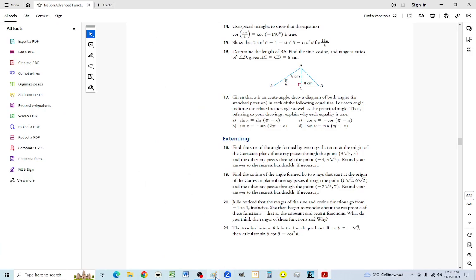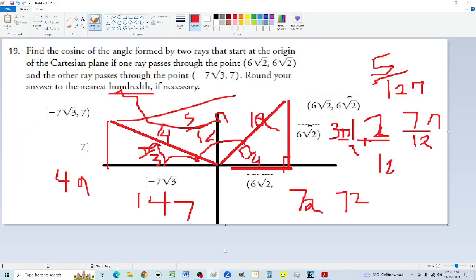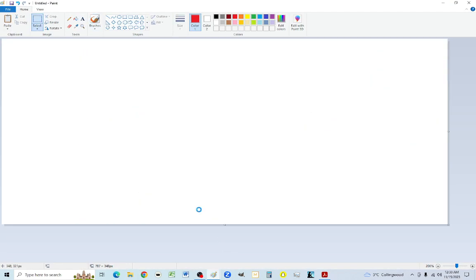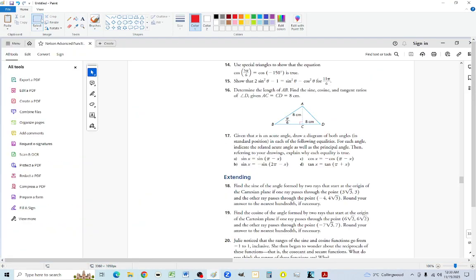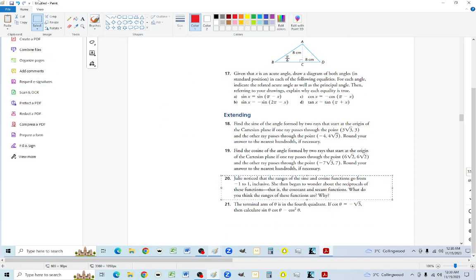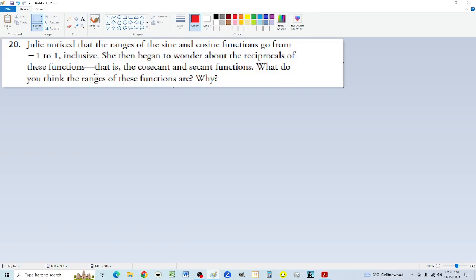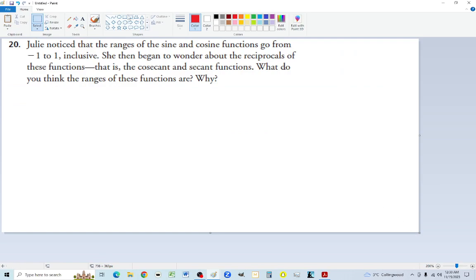Okay, 20 is straightforward. It helps for number 20 if you know what the sine curve looks like. So she says, Julie notices that the range of sine functions go from -1 to 1. She then begins to wonder what the reciprocals of these functions are. Okay, so here's a sine curve.